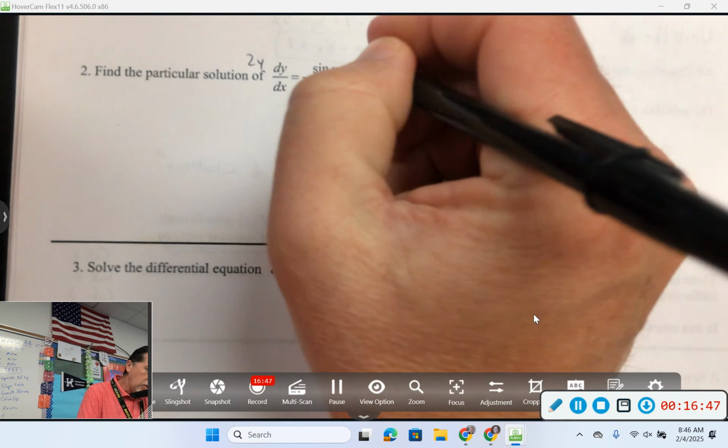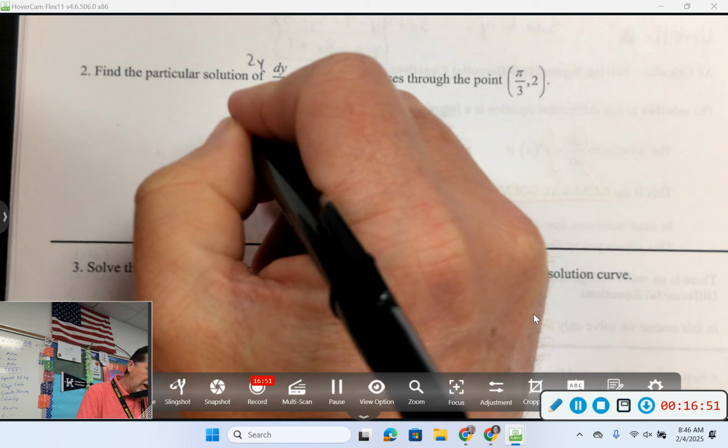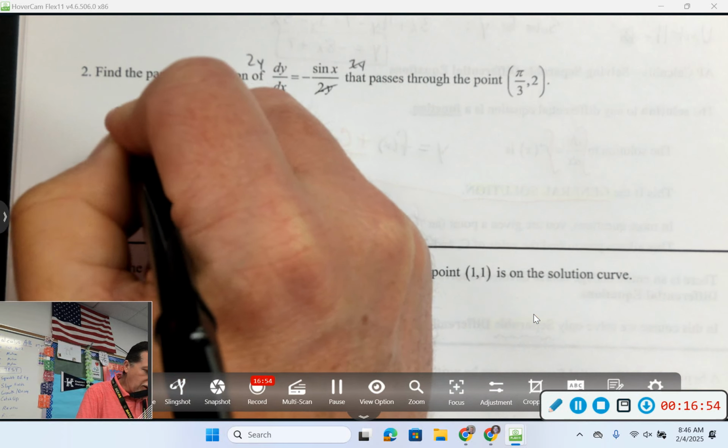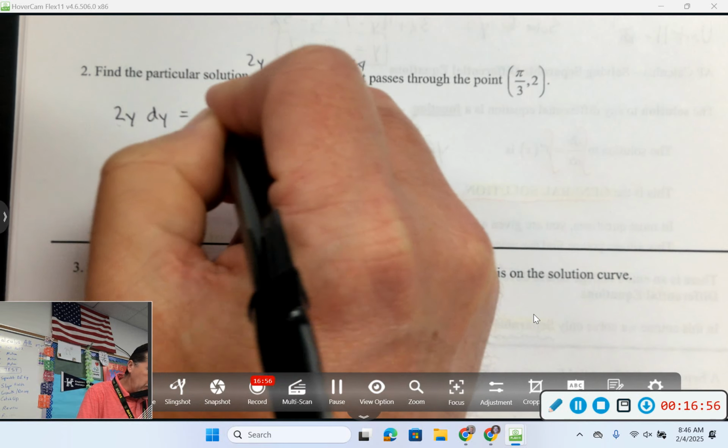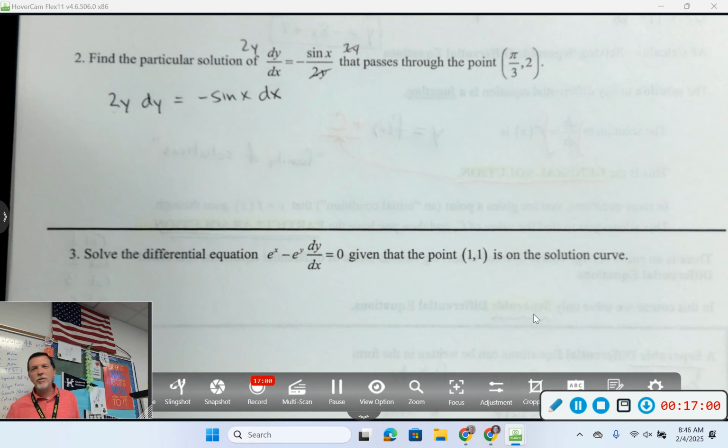Okay, so multiply both sides by 2y. Multiply both sides by dx. You guys showed various amounts of algebra while you did that. Some of you showed everything, some of you showed nothing. That's fine. Eventually you get 2y dy equals negative sine x dx. There's our separate step. Congratulations, you get partial credit just for knowing a little bit of algebra.